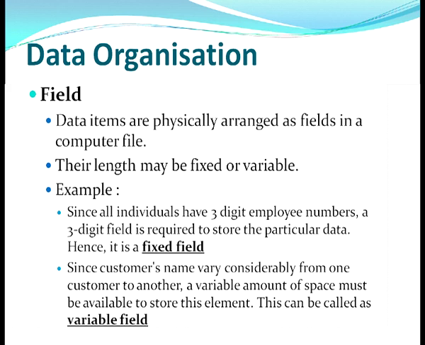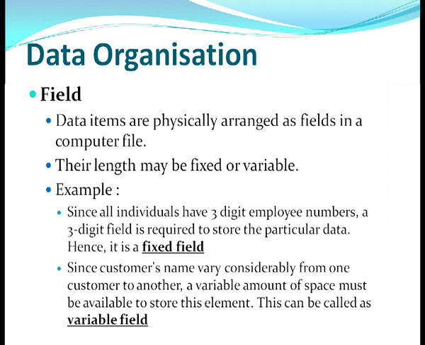Next unit of data organization is the field. The data items that we have just discussed are physically arranged as fields in a computer file. Their length may be fixed or variable. Say for example, employee number. I fix it as a 3-character field, say E01, E02. So it is a fixed field. The number of characters in this field is fixed, so we call it a fixed field.